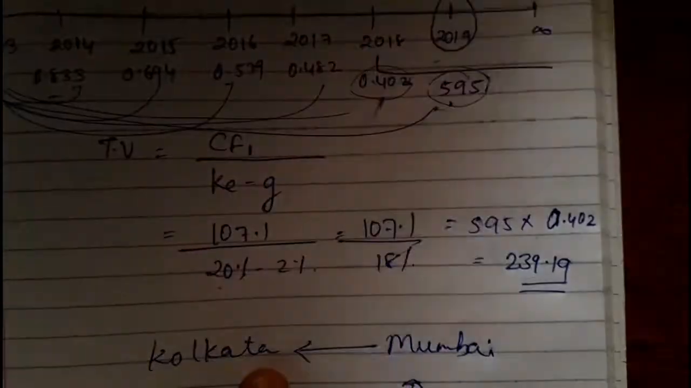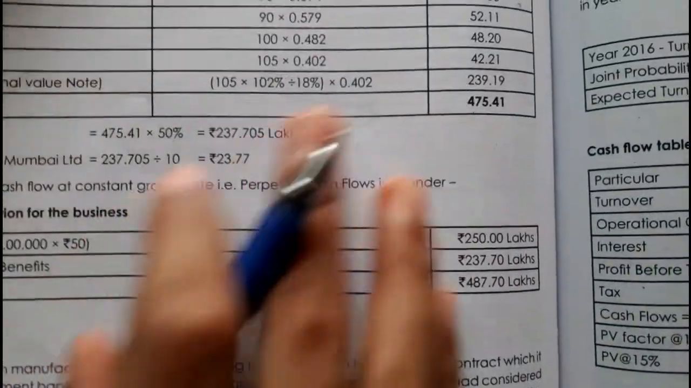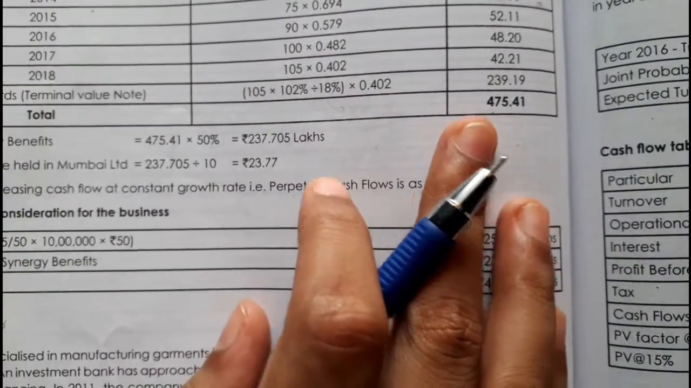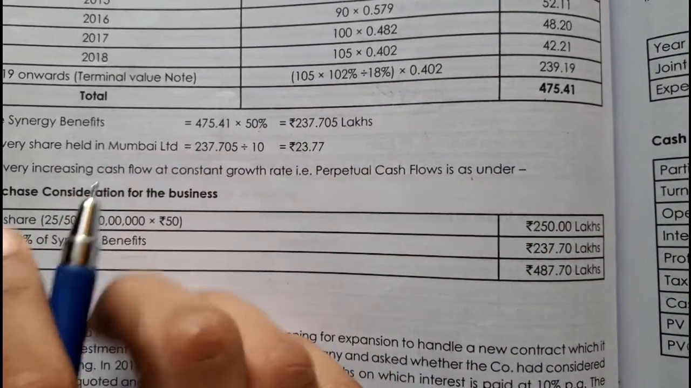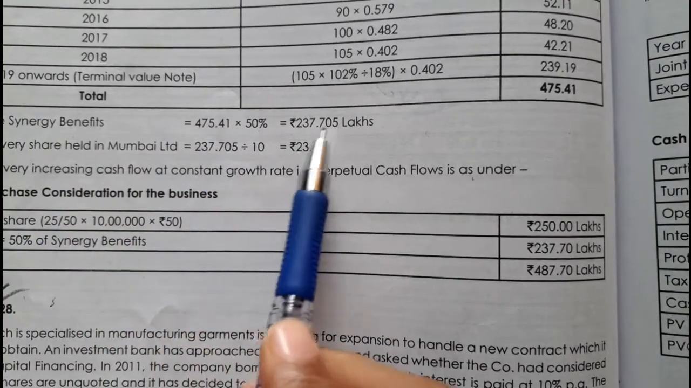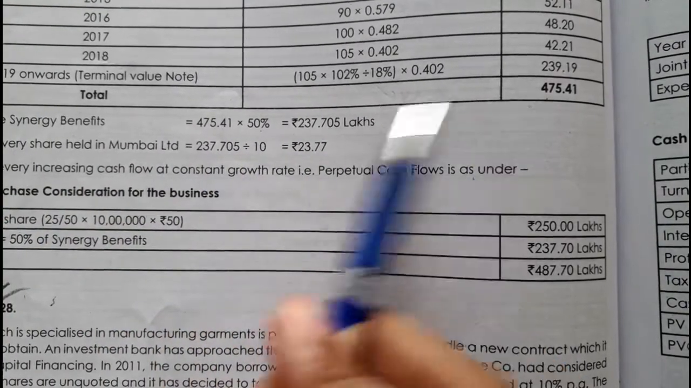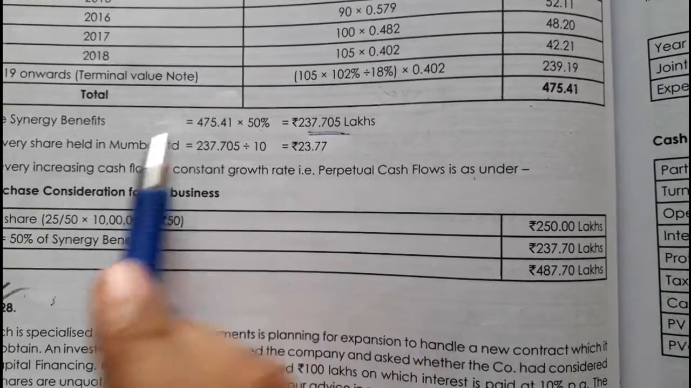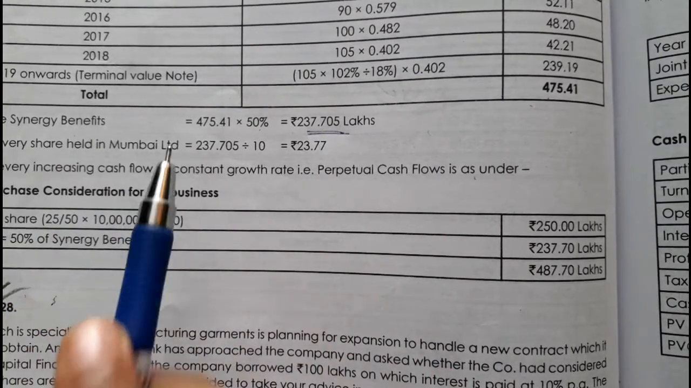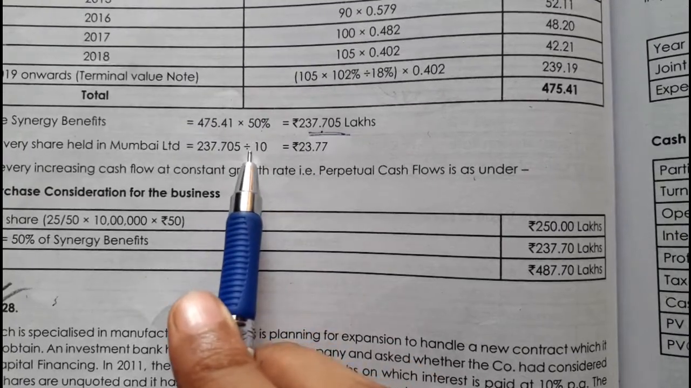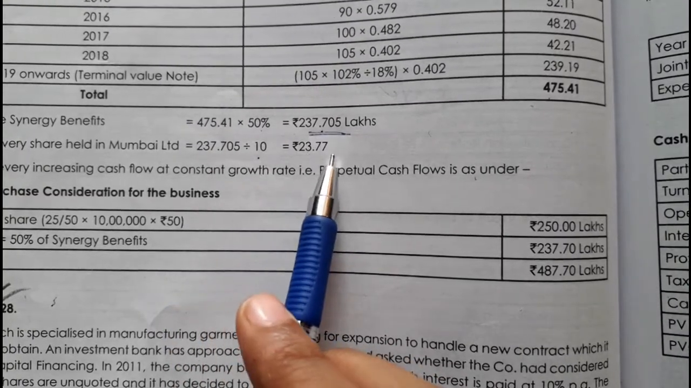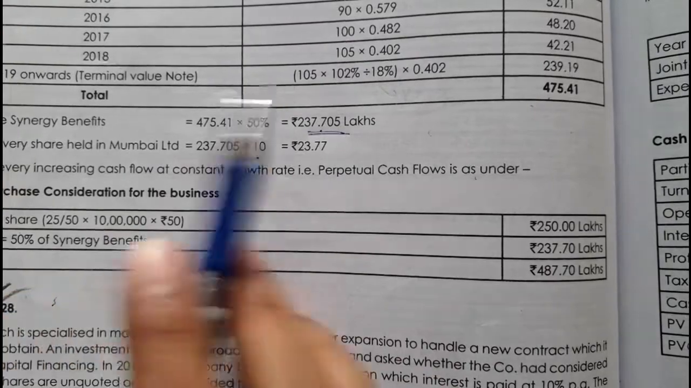Okay, so the present value of the business is 475.41. Now 50% is the synergy which would be given in cash for every share. Now we have got the 50% of this, so this is the synergy for every share held. Now there are 10 lakh shares, so dividing the lakhs by 10 lakh, we'll get 23.77. So the first answer is correct.